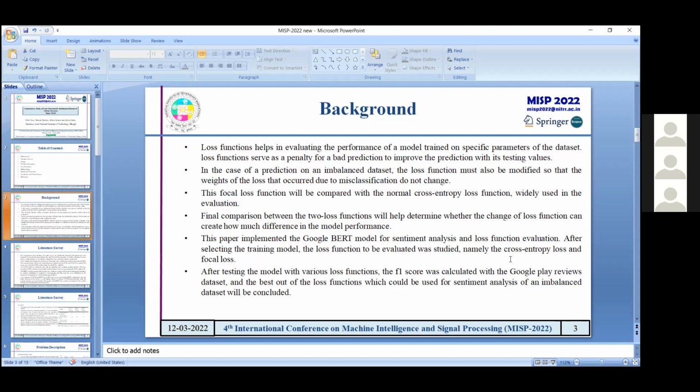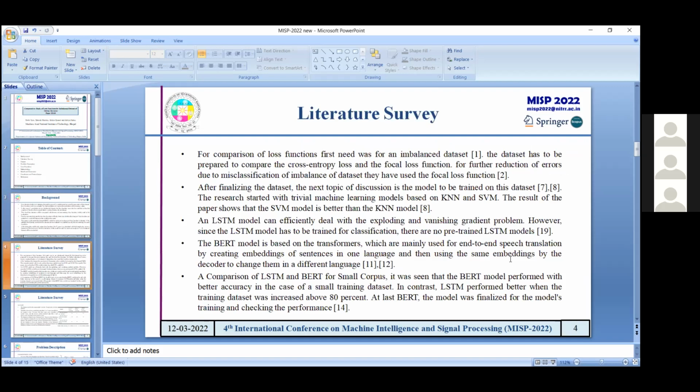After selecting the training model, the loss functions to be evaluated were studied, namely the cross entropy and the focal loss. After testing the model with various loss functions, the F1 score was calculated with the Google Play Reviews dataset, and the best loss function which could be used for sentiment analysis of an imbalanced dataset will be concluded. Now coming to the literature survey, we have gone through various research papers.